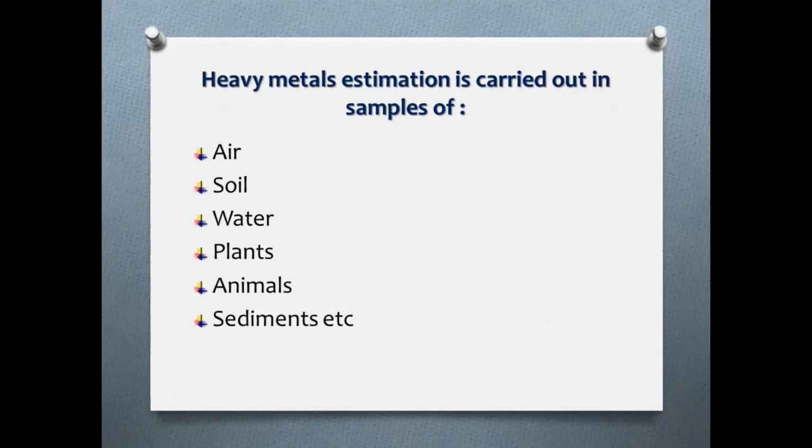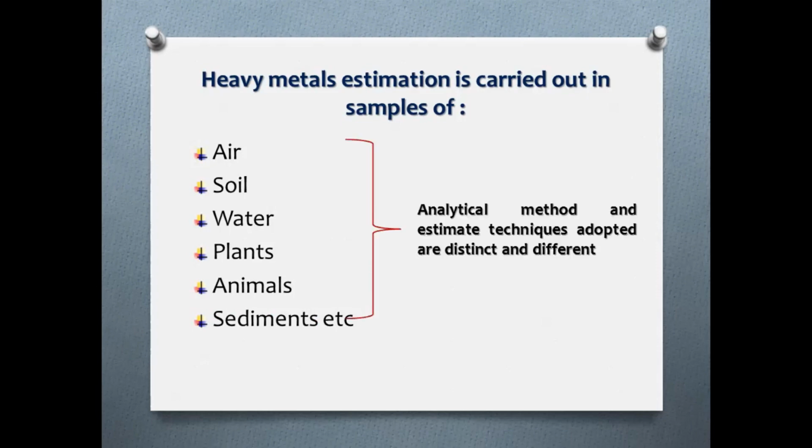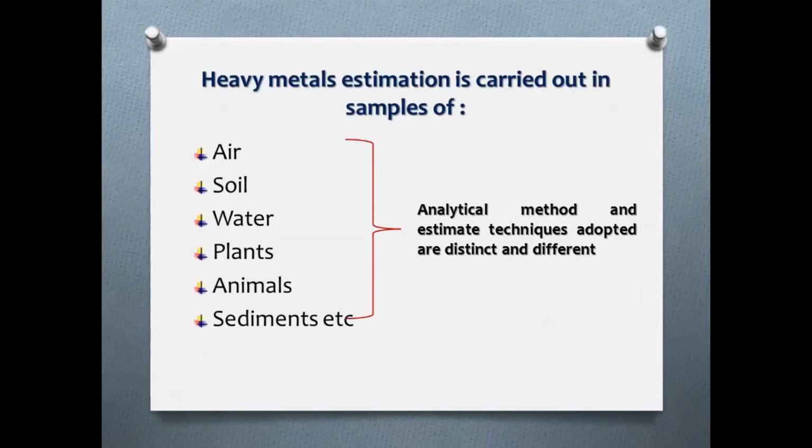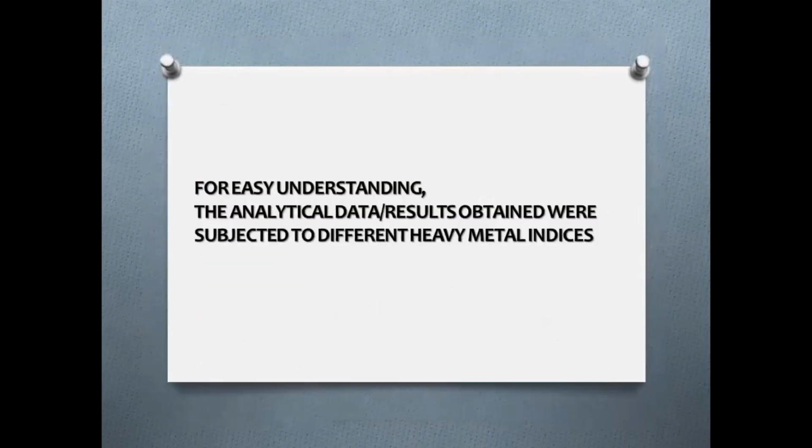Generally, the concentration of heavy metals is studied in samples of air, soil, water, plants, animals, sediments, etc. For studying these, the analytical methods and estimation techniques adopted are totally distinct from one another. For example, the soil analytical method and estimation technique is totally different from that of sediments. However, after analysis, for easy understanding, the analytical data or results obtained are subjected to different heavy metal indices of choice.